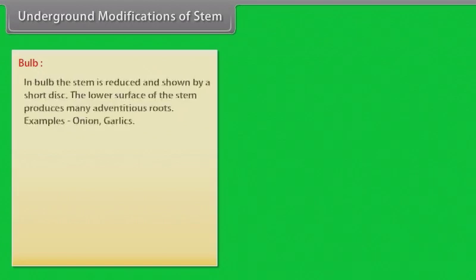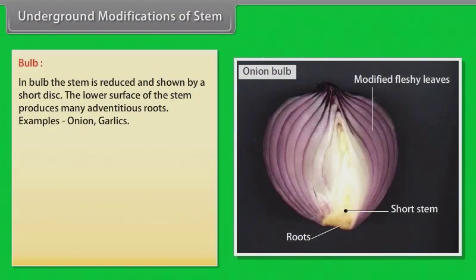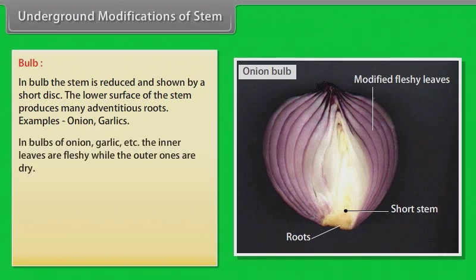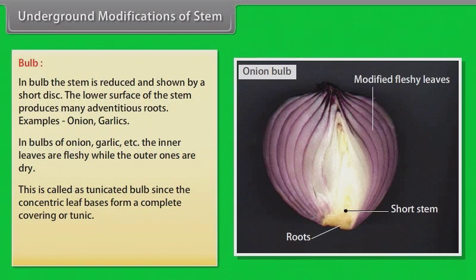Bulb. In bulb, the stem is reduced and shown by a short disc. The lower surface of the stem produces many adventitious roots. Examples: onion, garlic. In bulbs of onion, garlic, etc., the inner leaves are fleshy while the outer ones are dry. This is called a tunicated bulb since the concentric leaf bases form a complete covering or tunic. The apical bud of the bulb produces shoot.